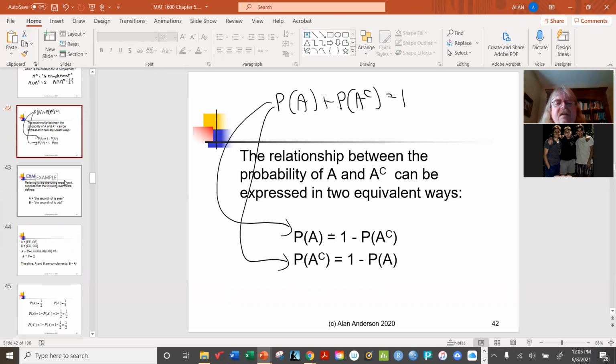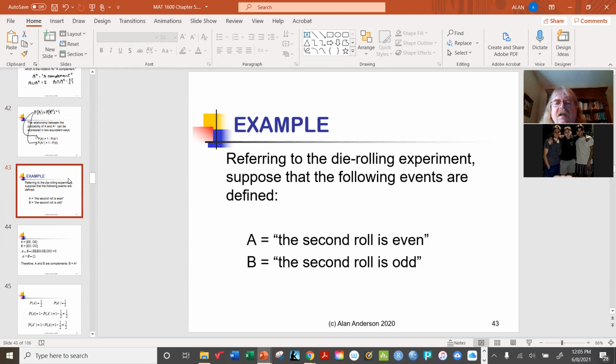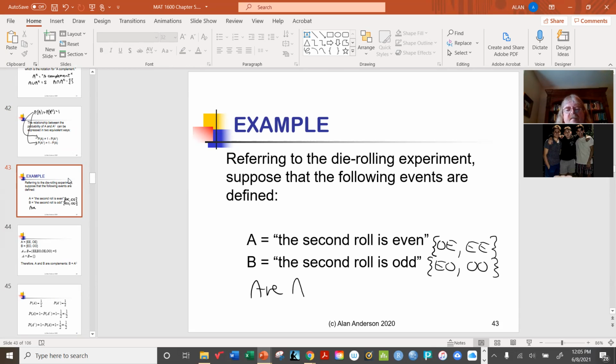Well, let's do an example of this. Back to the die rolling experiment. A: the second roll is even. B: the second roll is odd. So the question is, are A and B complements?